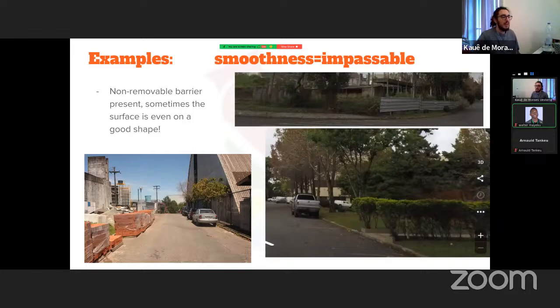There's no way. Like in this example, you have good pavement, very new here, but you can't traverse. You have an obstacle that you can't remove, okay? Or like here, where you've got this kind of stuff, or here where you've got this landfill, okay?